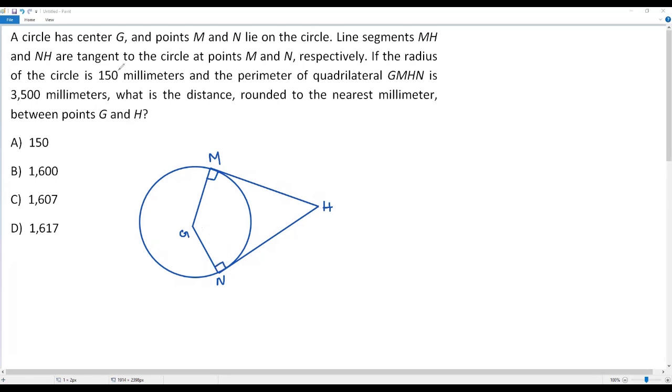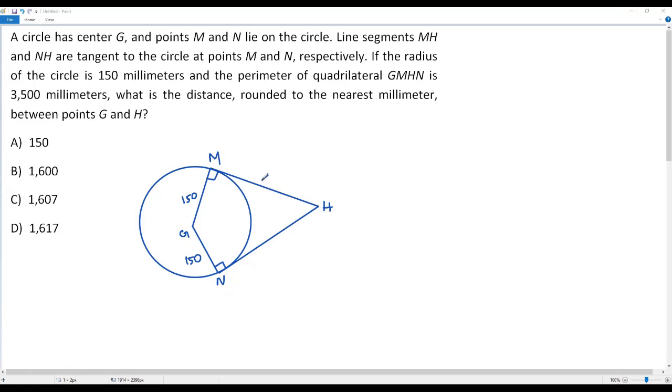It is given that the radius of the circle is 150 millimeters. We know that GM represents the radius and GN also represents the radius. Then the length of GM is 150, and the length of GN is also 150. Here we have two tangents MH and NH to the circle from the same external point H. Whenever we draw two tangents to a circle from the same external point, the lengths of the two tangents must be equal. That is, whatever length we have for MH, the same length we have for NH.